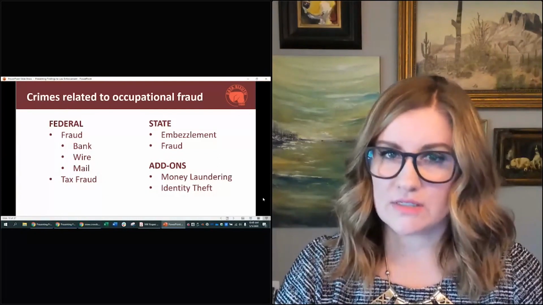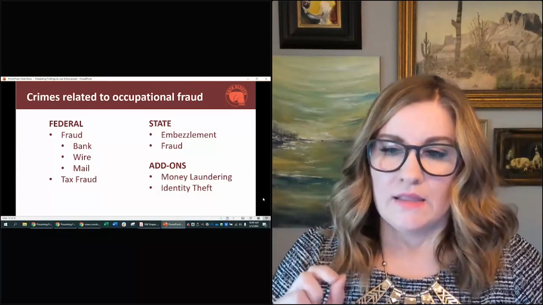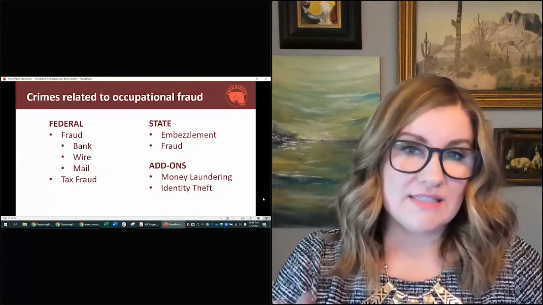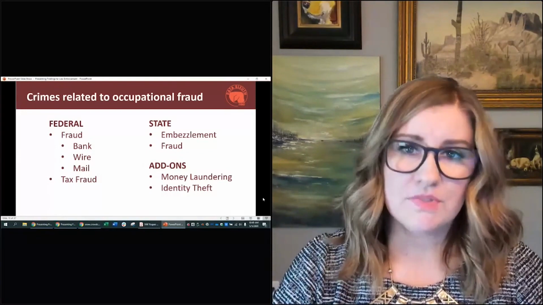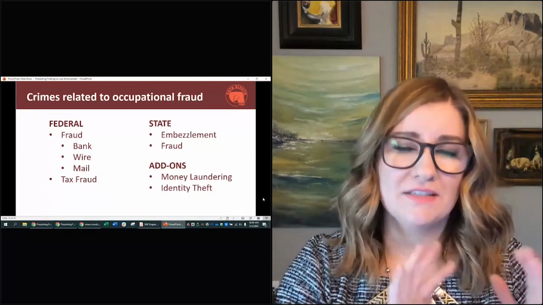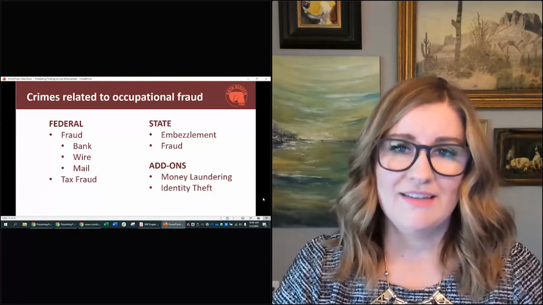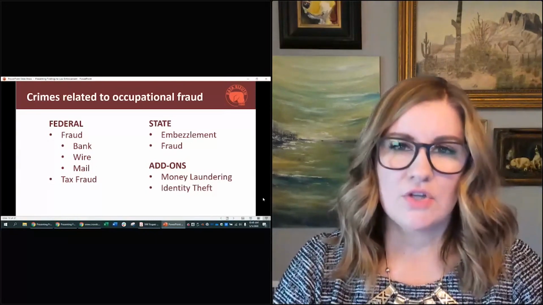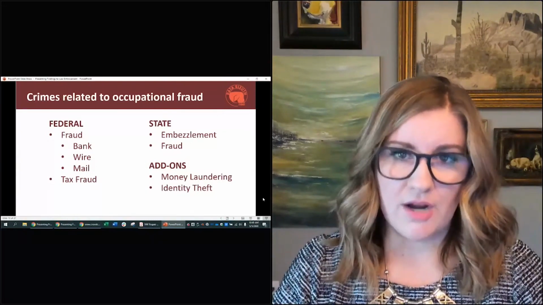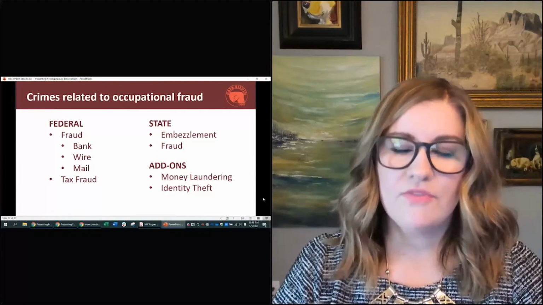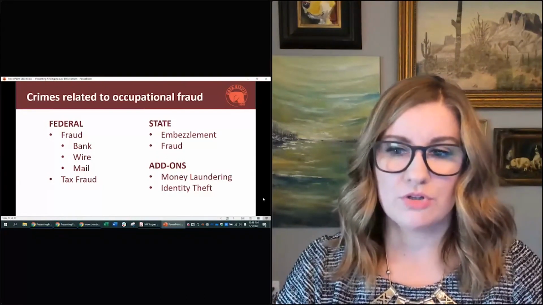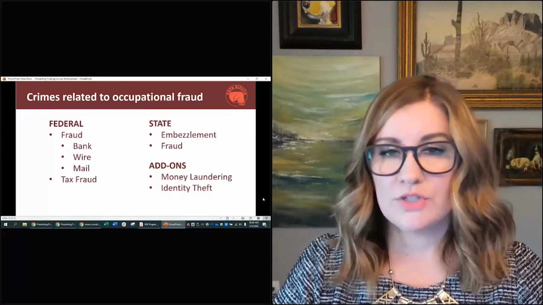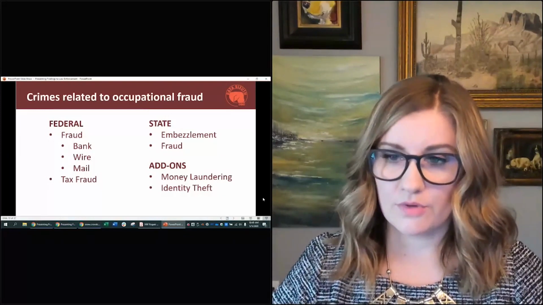Another thing I want to point out is that embezzlement is actually a state crime. So a lot of times people say, I want you to get this charged federally for embezzlement. That's not a thing. Embezzlement is a state crime. Fraud is a state crime. Then we also have things that are add-ons to these crimes, which include money laundering and identity theft, which enhance the sentencing for these different crimes.